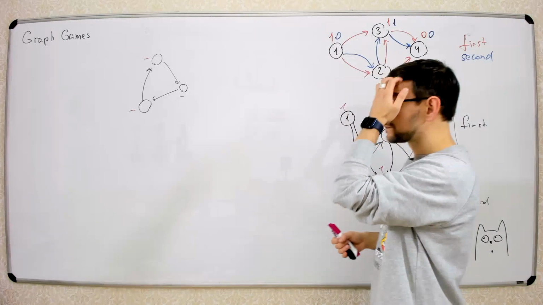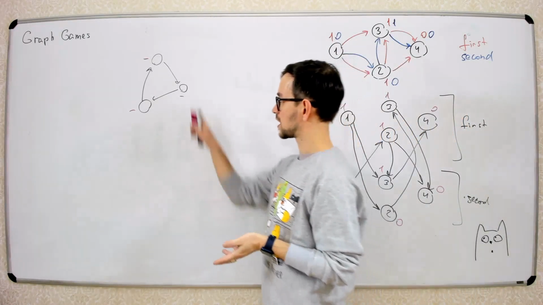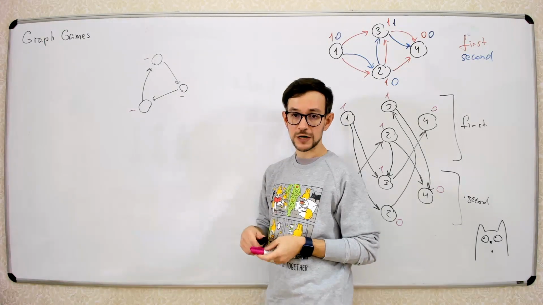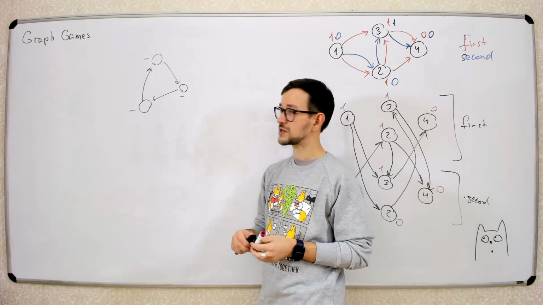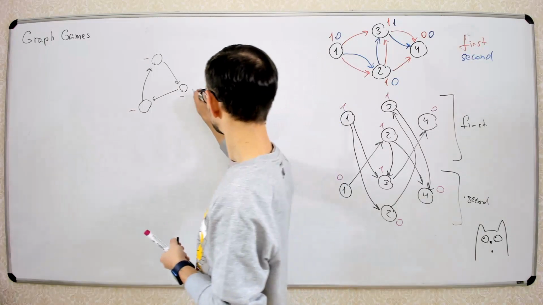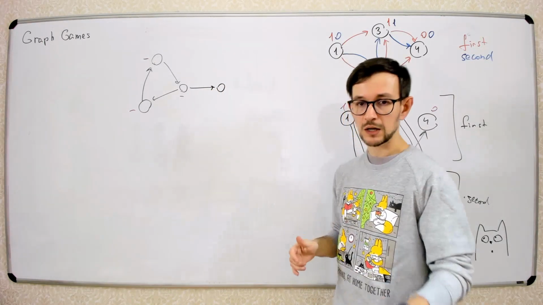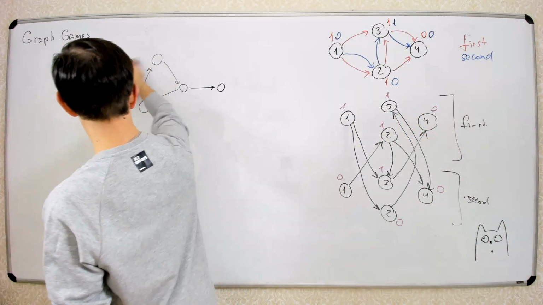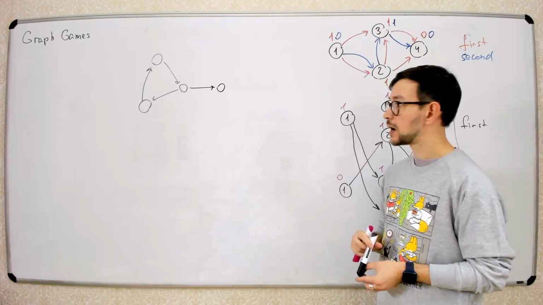Now, is it true that if you have a cycle, you always have a draw? So it turns out it's not the case. So even if you have cycles, the game may be a finite game. So even if you have cycles, you may have winning or losing states. For example, if you have something like that, then situations change. Let's see.